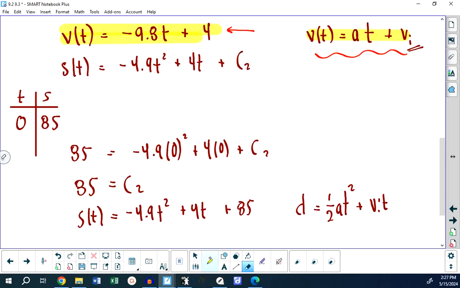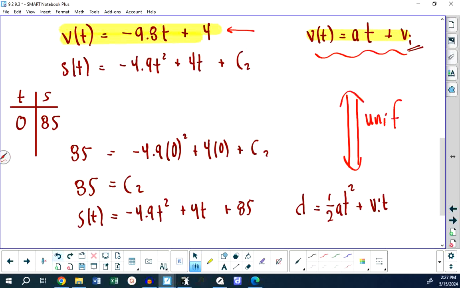These formulas, by the way, only work for uniform acceleration. What do I mean by that? Constant acceleration. If the acceleration is negative 9.8 meters per second squared, those formulas would work. But for things in physics and chemistry, when you get to post-secondary things in engineering, the acceleration is not always a constant, it's variable. Maybe the acceleration of an object is defined by being 0.2 sine t, where the acceleration is continually changing.